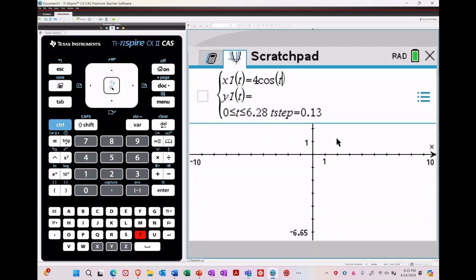Four times cosine of t. It was then 2 times sine of t. That is 0 to 2 pi. Just write out 2 pi. Don't know if it's going to make a difference. And what do I want my t step to be? I don't know. Pi over 4. What's t step? What points are going to plot? What t values is it going to be plotting, basically?